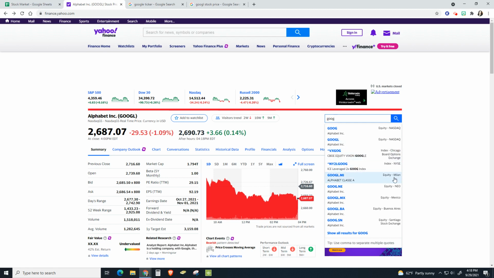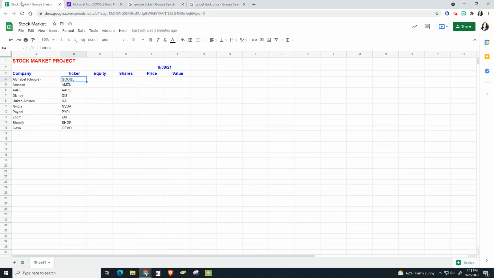But you also see this one here that says Milan. That tells me that that is not the American based, US based Alphabet Inc. that we're looking for. This one says Mexico. This one says Buenos Aires. So you want to pay attention to what the equity is. So your best bet is to stick with companies that we know are US based. So you want to look for companies that are either listed in the NASDAQ or NYSE, which stands for New York Stock Exchange.